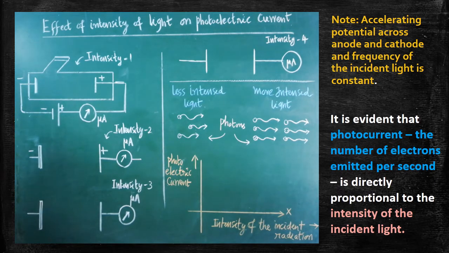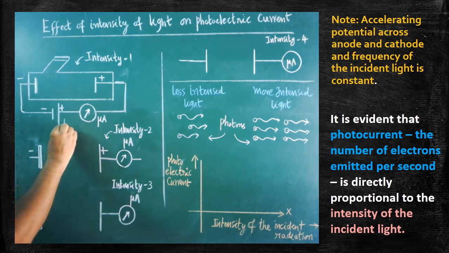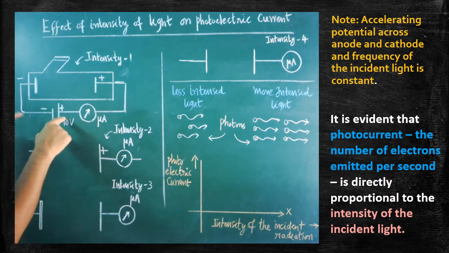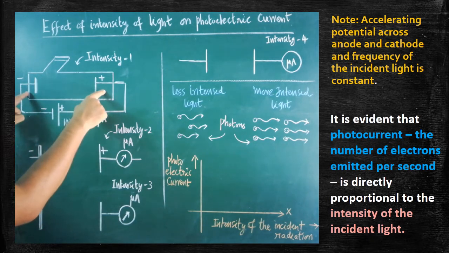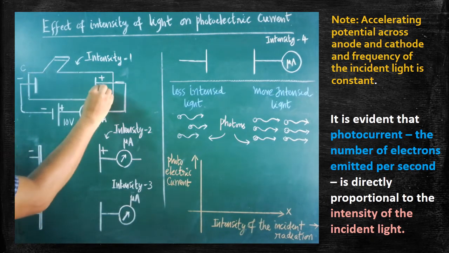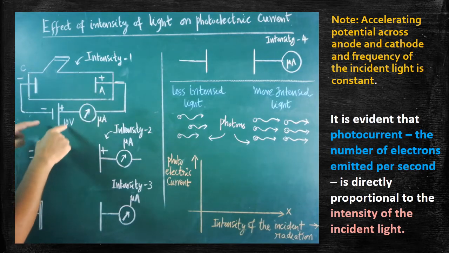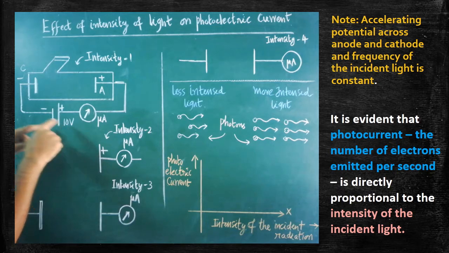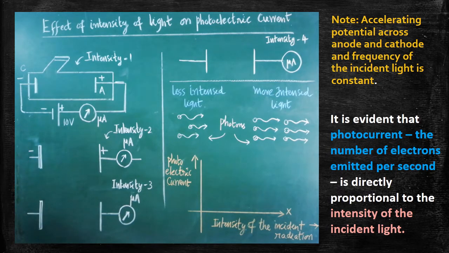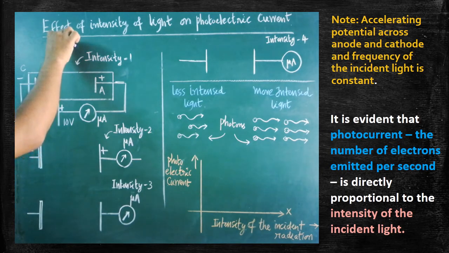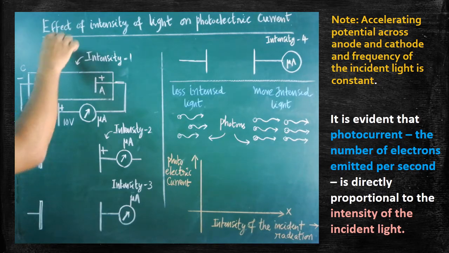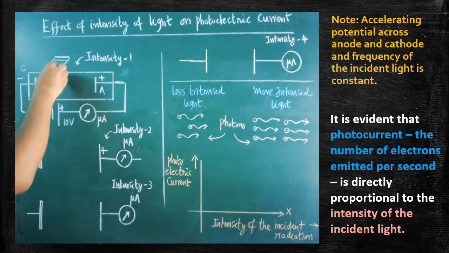Here two things must be kept constant. One is the accelerating potential. Let us imagine 10 volt is supplied across the cathode and anode. This is the cathode, this one is the anode. Across the cathode and anode 10 volt is applied. This accelerating potential should not be altered, and the frequency of the incident light also should not be altered. Let us imagine a violet beam of light, the violet colored light, is made to be incident on the cathode.